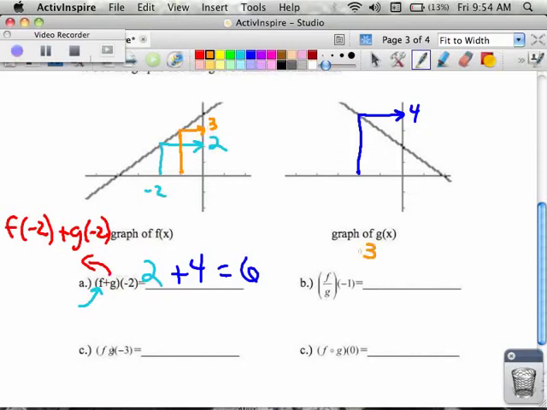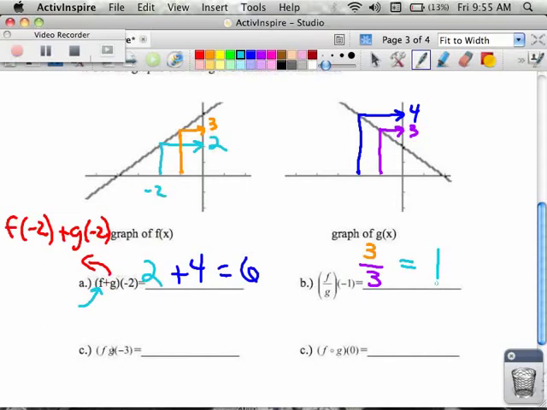And then I go to the second graph and I look at negative 1. And I go across. And I see that's 3. So I divide by 3. Which means that my final answer is 1. So basically you're only finding the y values and doing something with them.